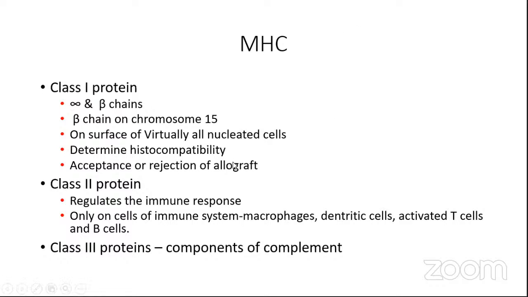So all nucleated cells will contain class 1 protein, and they determine histocompatibility and acceptance or rejection of allograft. Whereas class 2 proteins are mainly responsible for regulating the immune response, and they are present only on cells of the immune system like the macrophages, dendritic cells, activated T cells and B cells. Whereas class 3 proteins are mainly components of the complement.